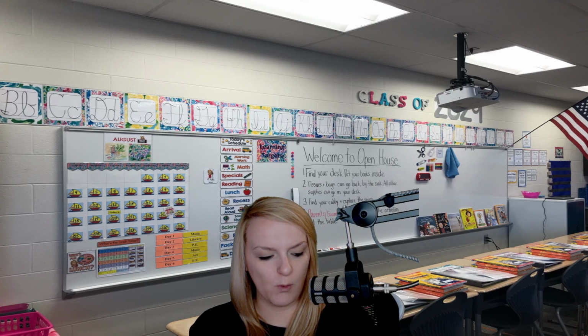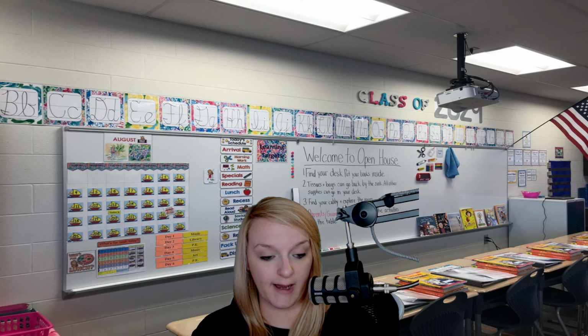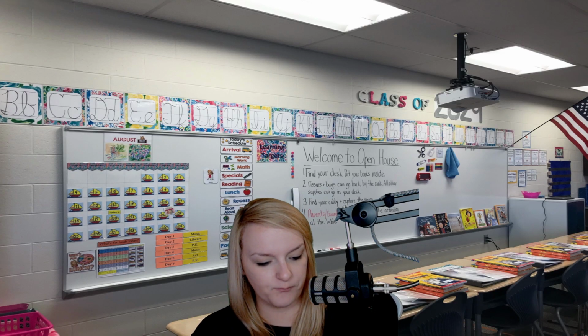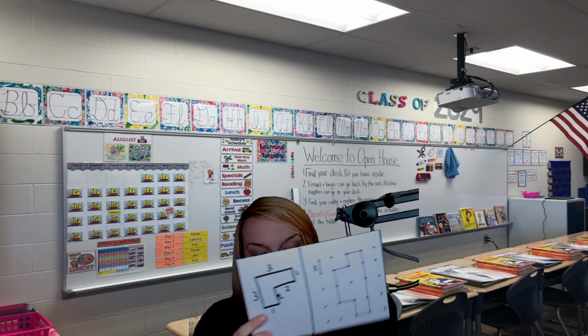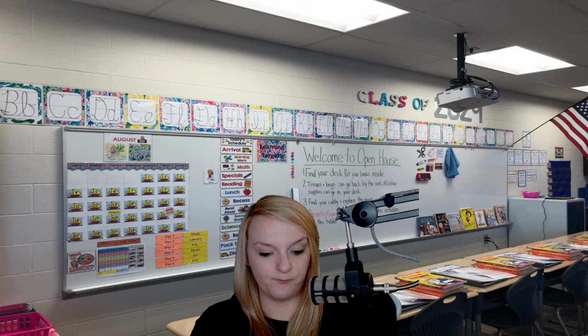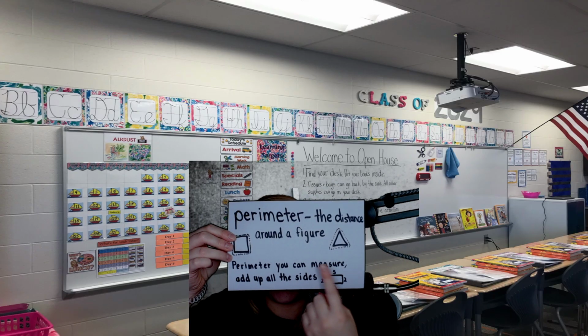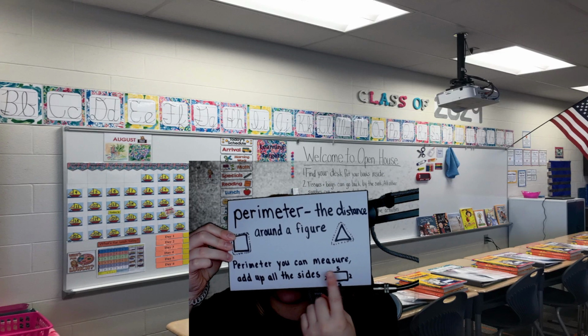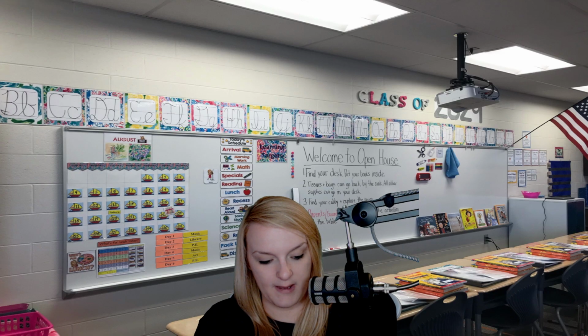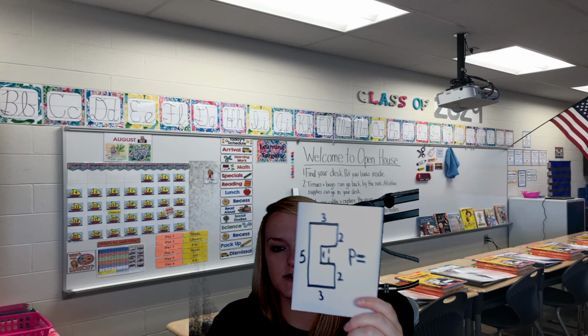All right, we have some that you're going to be drawing out now. I have some examples for you. This next one's going to be very similar to this one over here. I have a shape drawn for you. All the sides are labeled. So all that you need to remember is perimeter you can measure, add up all the sides. Okay? You're going to draw this shape.